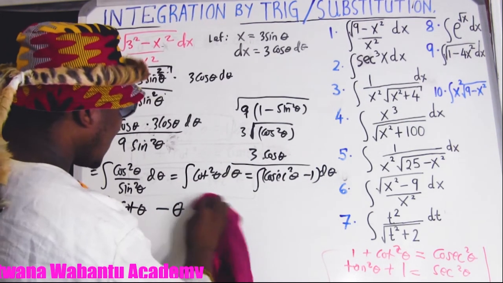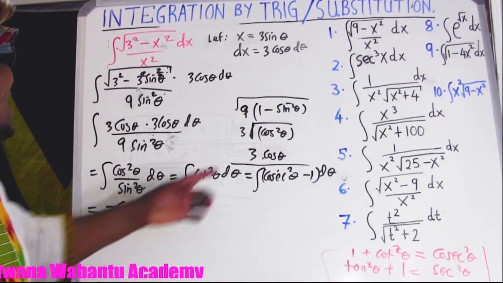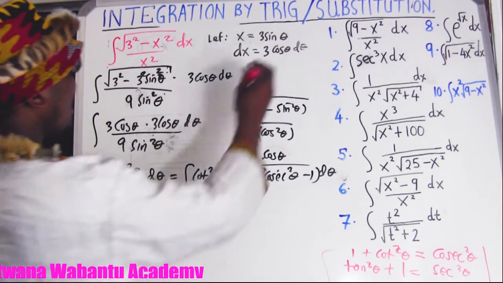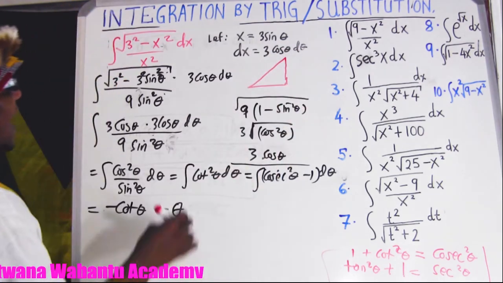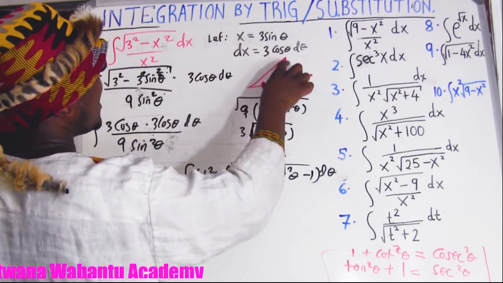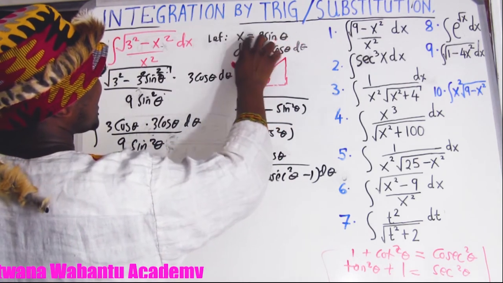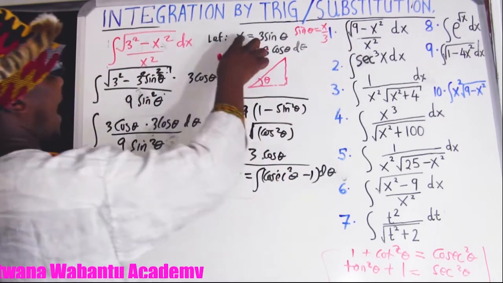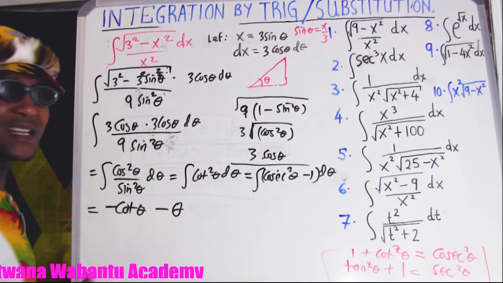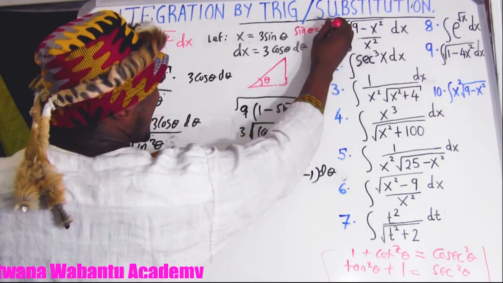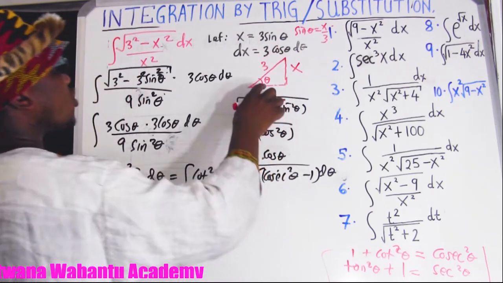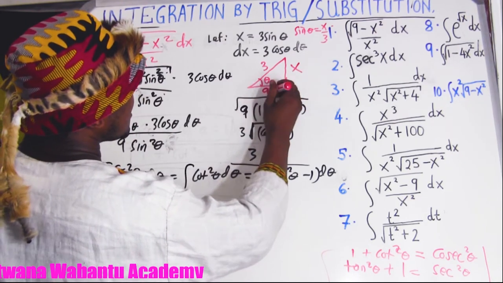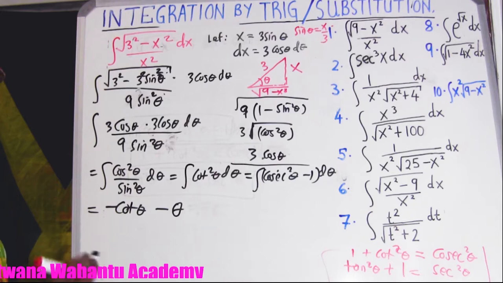But before we say constant, the question did not give us the equation in terms of theta, they gave us in terms of x. So you have to replace this in terms of x. Look at this triangle. I started from x equals 3 sine theta, so making sine theta the subject, sine theta equals x over 3. Sine equals opposite over hypotenuse: opposite is x, and hypotenuse equals 3. Using Pythagoras theorem, the adjacent side is the square root of 9 minus x squared.